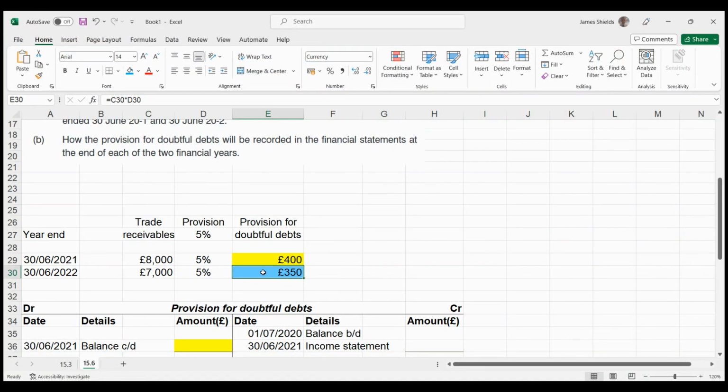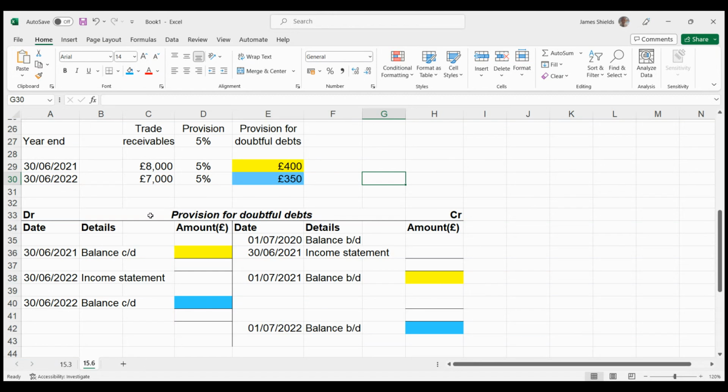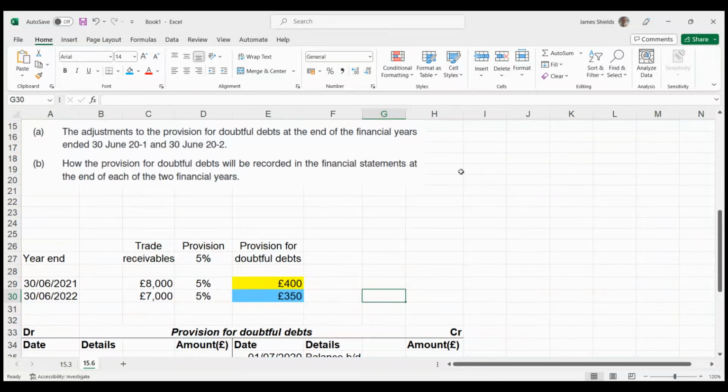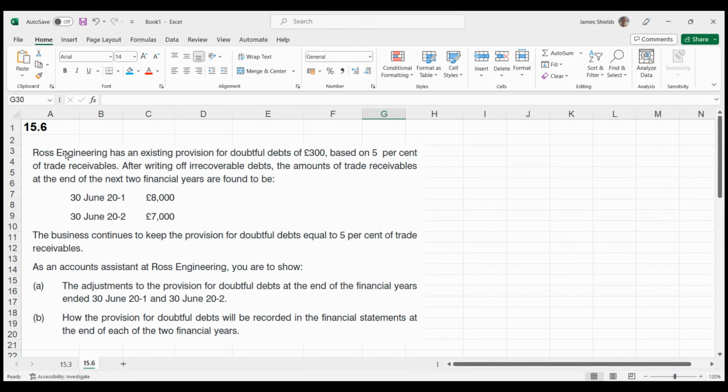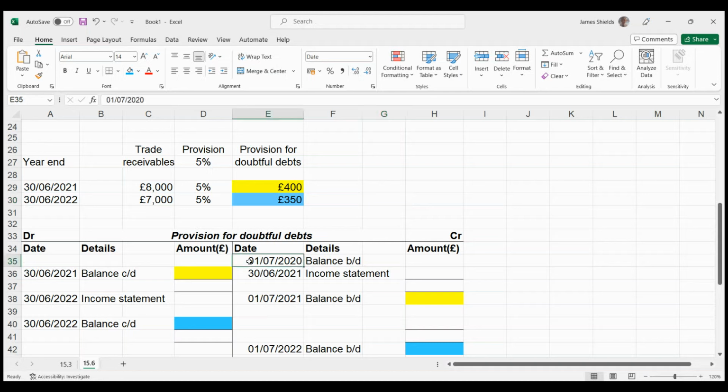Now, this is not a particular organisation or company or business that owes money. This is just a general provision, so it can be from a number of companies or just from part of a company. Right, now we've got to do a nominal ledger account, also known as T account, for the provision for doubtful debts. Now it says right at the beginning of the question, there's an existing provision of £300. That would have been based on the previous year, June 2020. So on the following day, the 1st of July 2020, the balance brought down is £300. Now, the balance carried down, we've just worked out at the end of our year, June 2021, is £400. So that goes there.